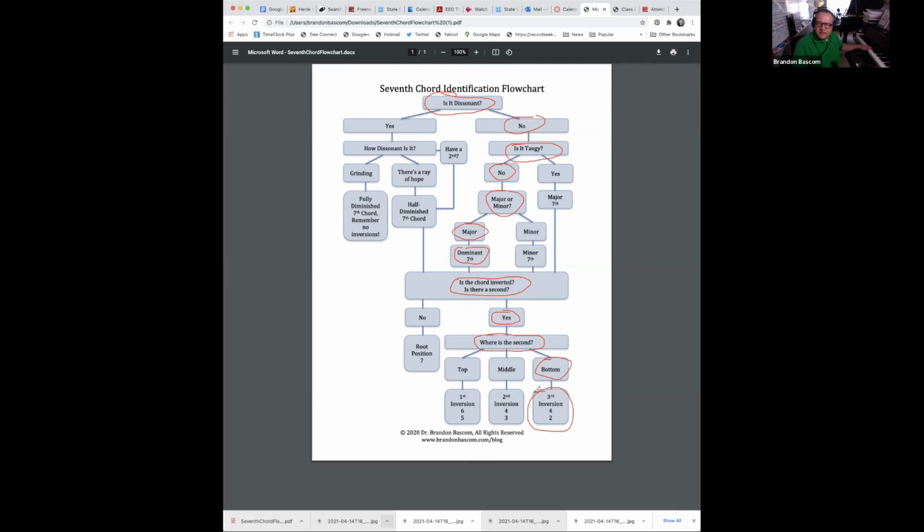Also, root is evenly spaced. There's no second. They're all thirds. First has the second on the top. Second has the second in the middle. Third has the second on the bottom.